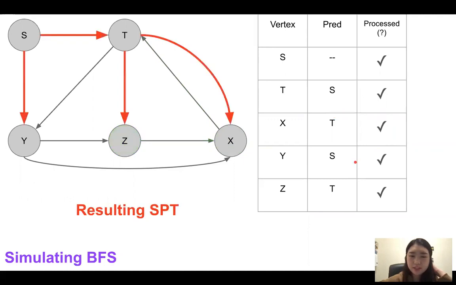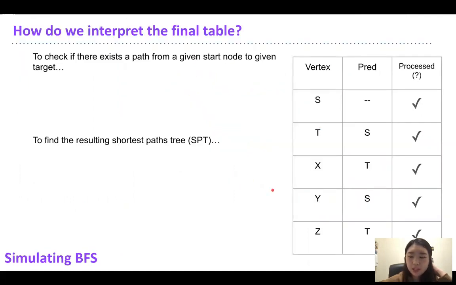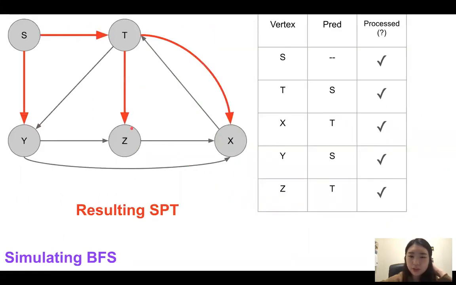And this is what it goes. You can see the resulting SPT. The easiest way to get to this is to keep track. Z comes from T, so the arrow will go like this. X is being pointed to by T, so you can see the arrow from X to T. Y is being pointed to by S, and T is being pointed to by S as well. So this is how the SPT would work.